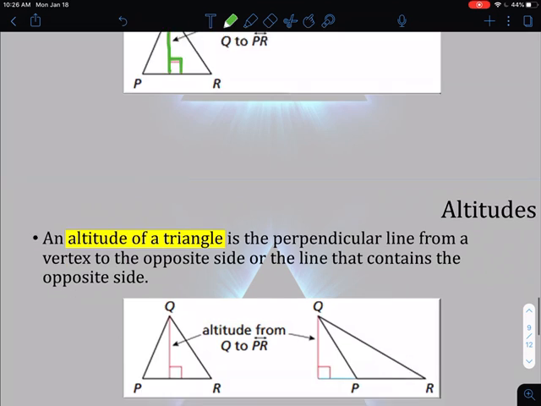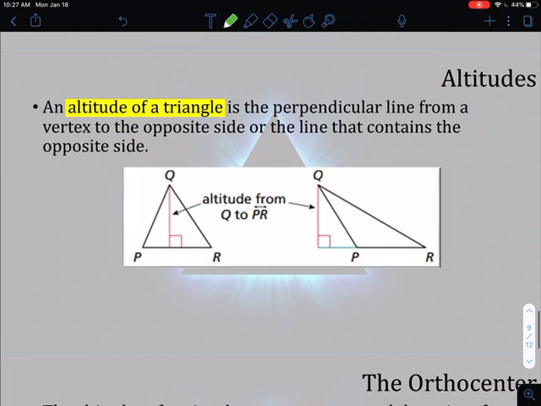Now altitudes can be a little bit tricky as I go to this next slide here because they're not always inside the triangle. So in this first example over here, point Q came straight down to PR and it made that perpendicular line there. But if we have an obtuse angle or triangle, so right here I have this obtuse angle P. Well, if I start at point Q, there's no way to go across to PR inside the triangle and get a perpendicular line. There's just no possible way to do it.